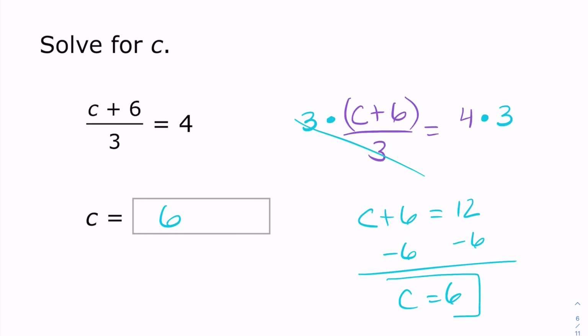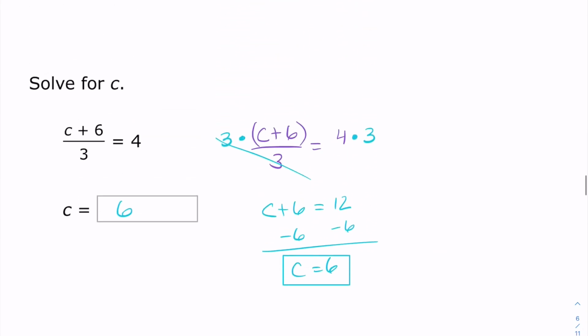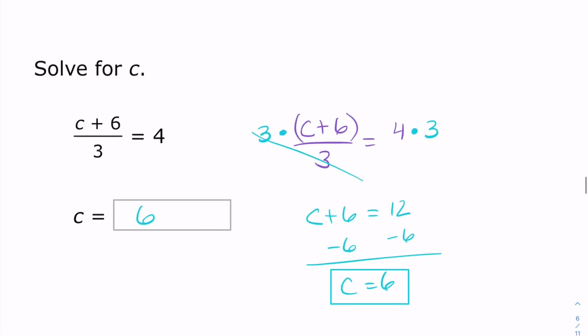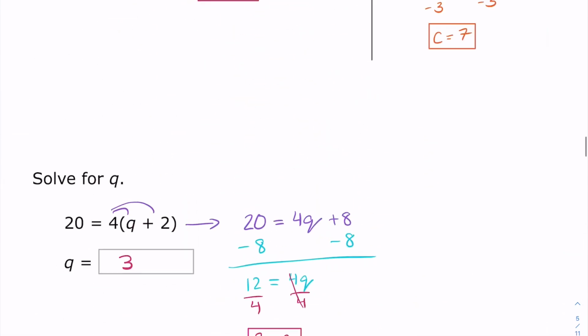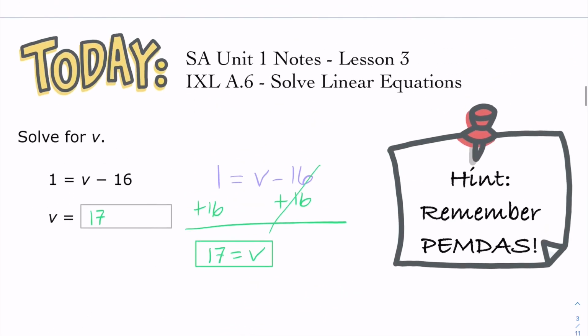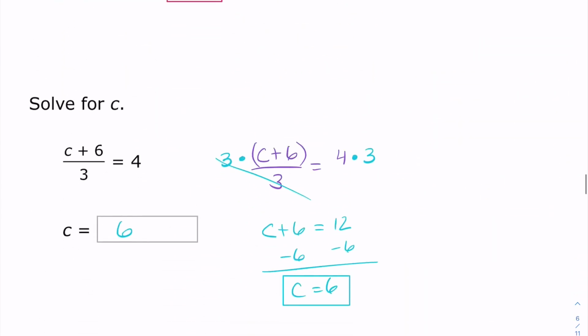And if I want to check my work, I just substitute in 6. So 6 plus 6 is 12. 12 divided by 3 is definitely 4. So that was all the work I had to do. I think that's it. That's it for the example. Again, I forgot, it is a 6. So A6, and good luck.